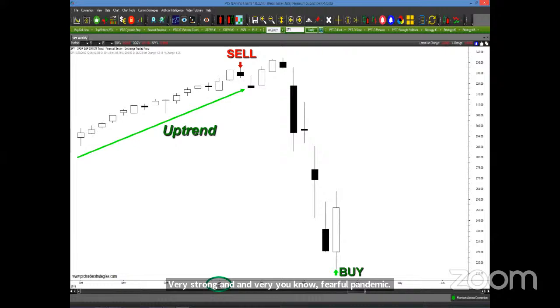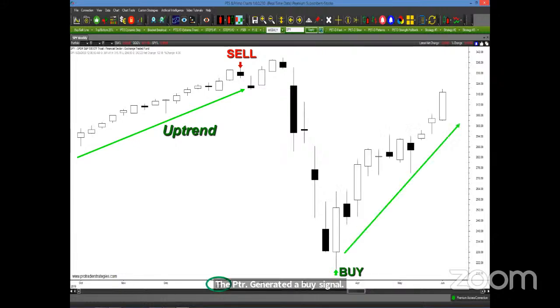The PTR generated a buy signal right in mid-March. And we all know what's happened after that. The market has not looked back, according to the S&P 500, and this is the Spiders that represents that. So you see, even going back in history of these tremendous swings and movements in the market, how well the PTR could have helped you in these trend changes.